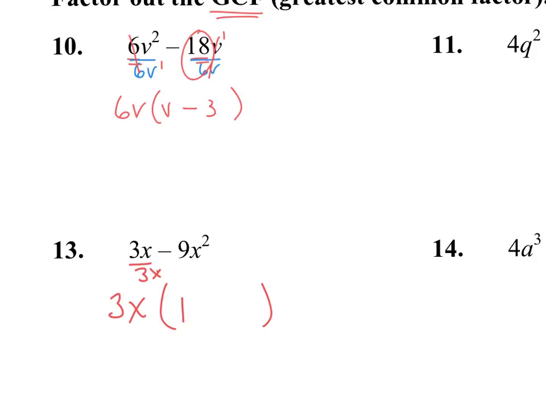1. Okay, and then what's 9 divided by 3? And x squared divided by x? X. All right, so here's your check. If you can distribute the 3x back and get what you started with, then you did it right. If you can't, then you must have done something wrong with your factoring.